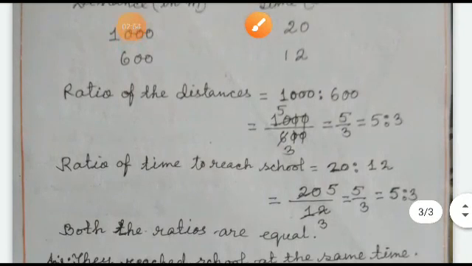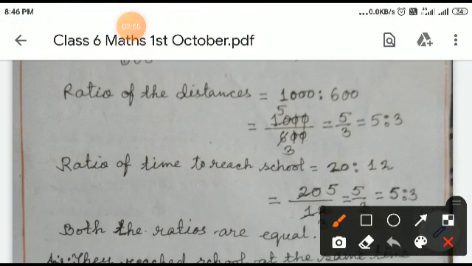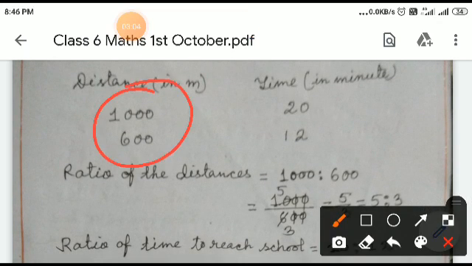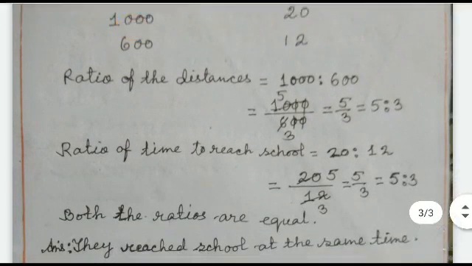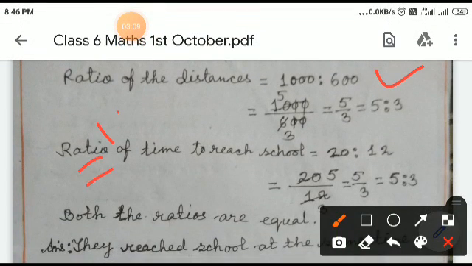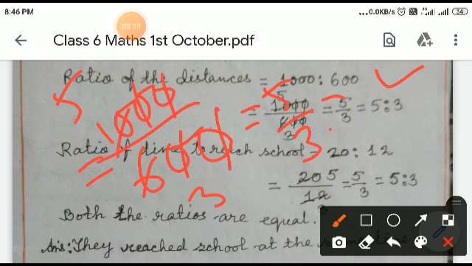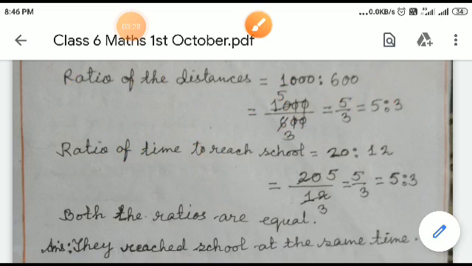Now finding the ratio, we get the ratio of distances equal to 1000 is to 600. Only the distance part, 1000 and 600. We can write 1000 divided by 600. After cancellation, 2 fives are 10, 2 threes are 6, that is 5 by 3 equals 5 is to 3. That is the ratio between the distances they cover.